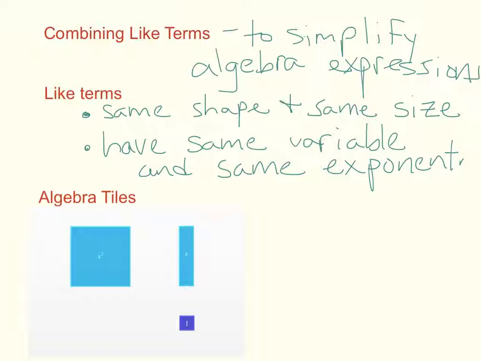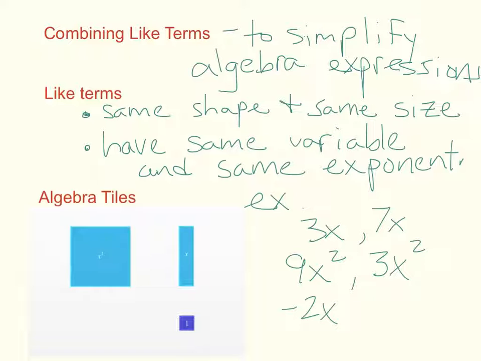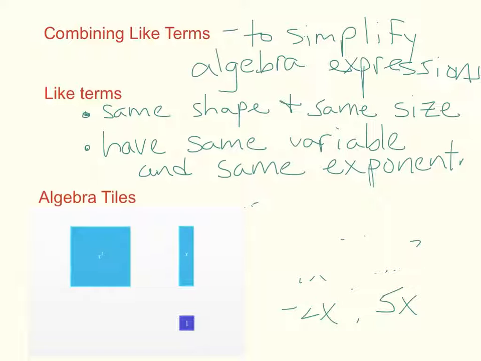So an example of like terms would be, say, 3x and 7x. If you had 9x squared, that would be like terms with 3x squared. Now they can be negative too, so you could have negative 2x and you could have 5x. Those are like terms.